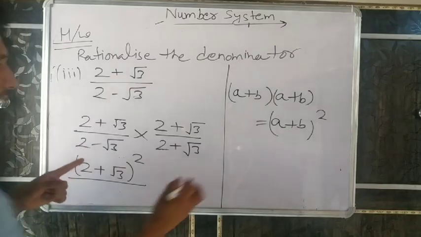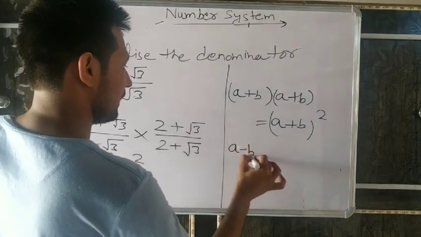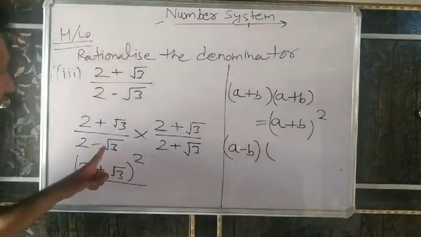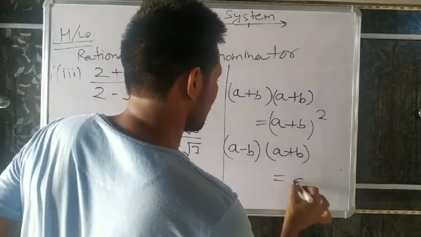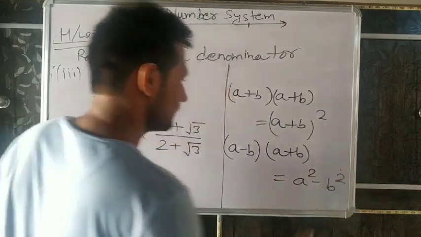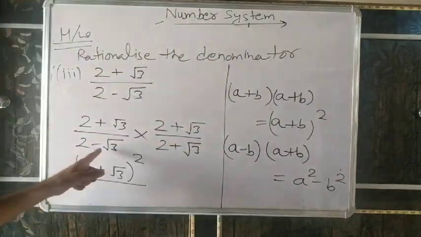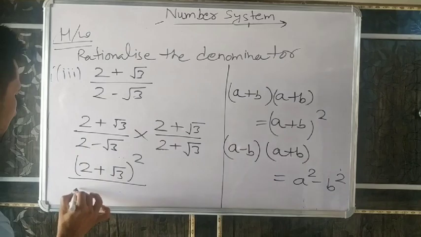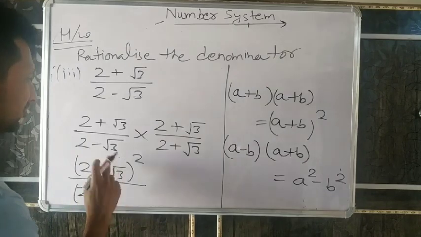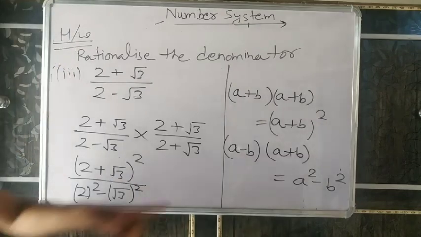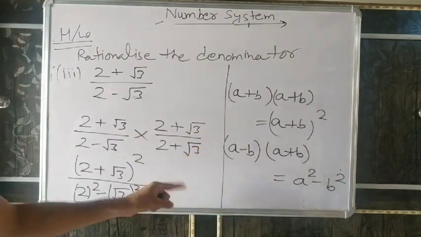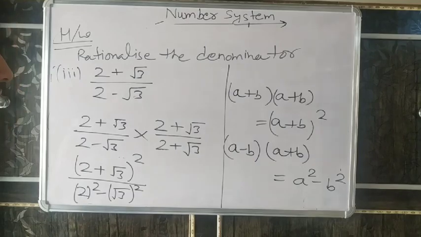Now it is A minus B bracket multiply A plus B, and we know the formula: A square minus B square. So this one, A is 2, so 2 square minus root 3 square. Do you understand? We apply the formula. In every question we will write formulas also. Next.